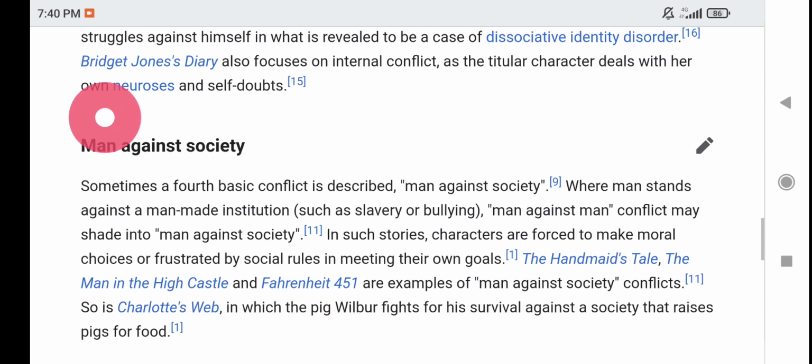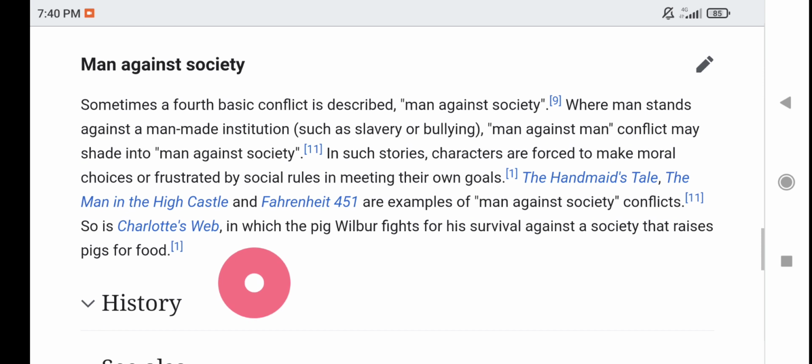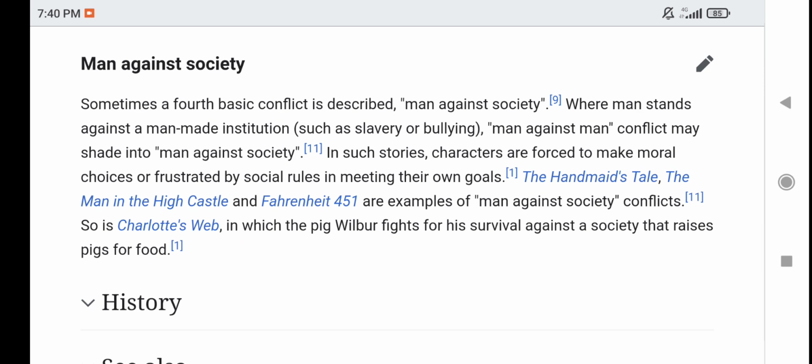Man against society. Sometimes a further basic conflict is described: man against society, where a man stands against man-made institutions. Man against man conflict may shade into man against society. In such stories, characters are forced to make moral choices or are frustrated by social rules in meeting their own goals. The Handmaid's Tale, The Man in the High Castle and Fahrenheit 451 are examples of man against society.